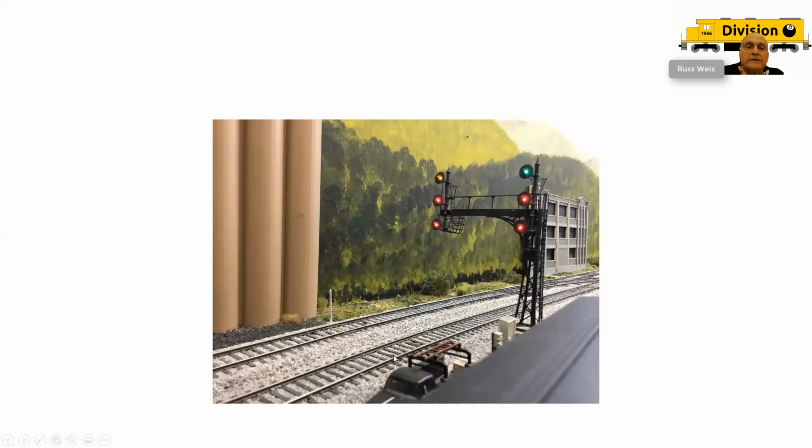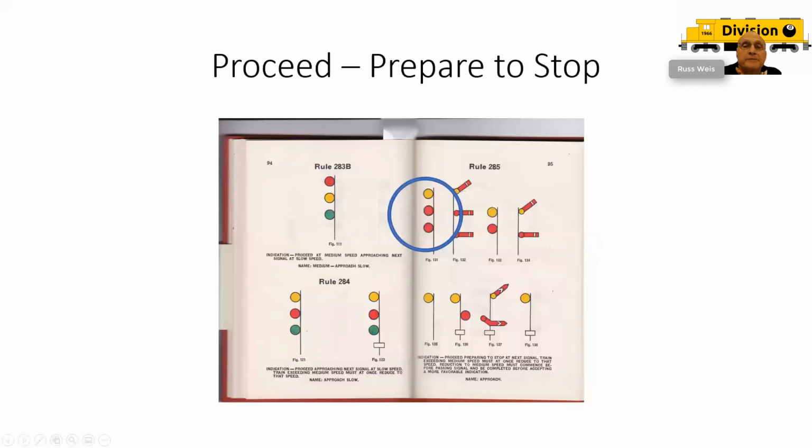So here we go. Track one is the one closest to us. Track two is closest to the backdrop. So here we have clear, proceed, green, red, red. Ah, but over here we have yellow, red, red. Well, let's look it up in the rule book. So this is proceed, prepare to stop at the next signal. So when you get a yellow, two blocks ahead, there's a train there, whether it's stopped or whether it's moving.